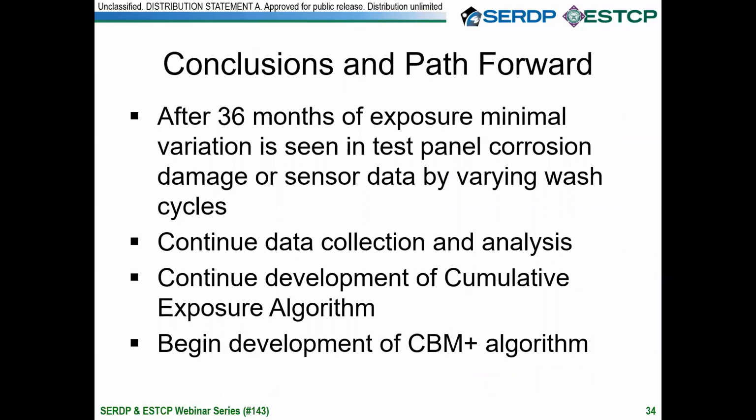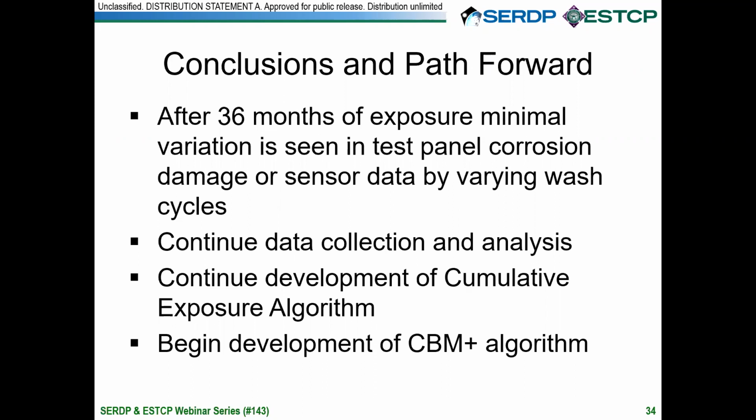So, like I said, this project is ongoing. We've had 3 years of exposure at some sites, and we're still collecting data. The majority of the panels are still out there. We've collected some and have analyzed them, but it's ongoing. But what we've seen is that the difference between the panels is sort of minimal and less than we would have expected in terms of the different wash frequencies. And so that tends to point towards maybe washing actually isn't as important as we thought.